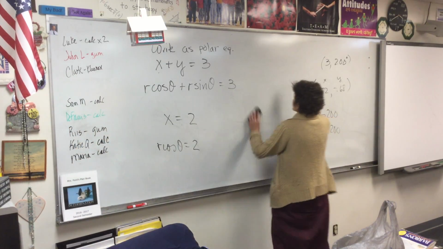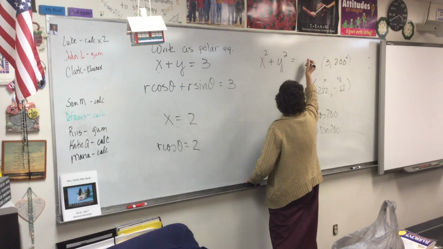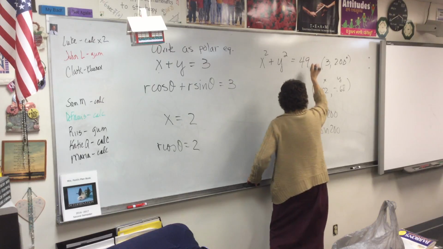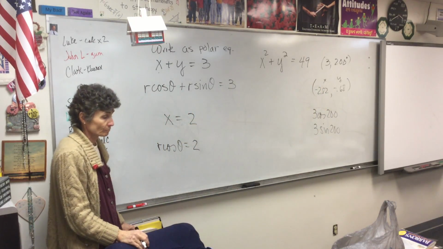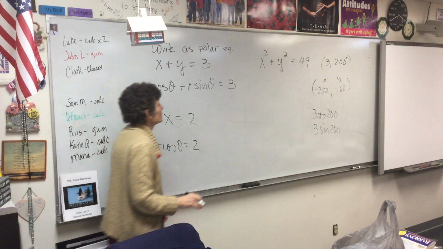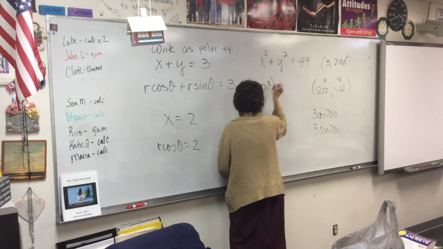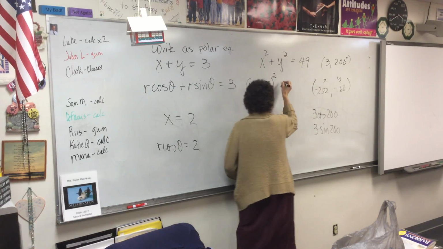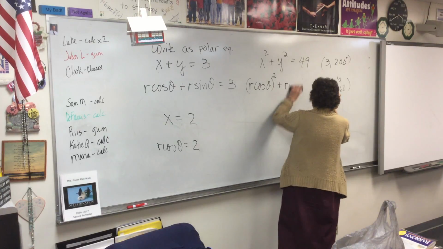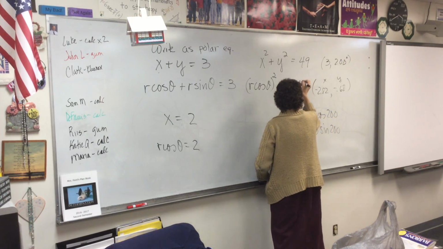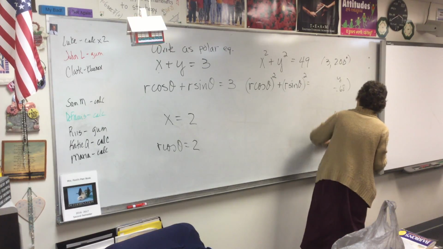All right, how about this one? Now that's a rectangular equation. It happens actually to be a circle. So it would be r cosine theta squared plus r sine theta squared equals 49.